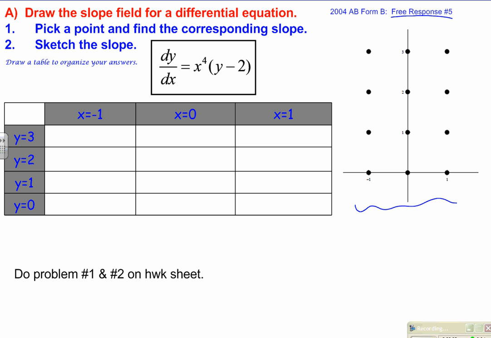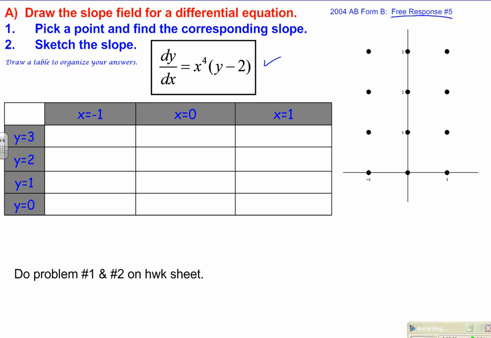So this is our differential function that we're given. dy/dx is equal to x to the fourth times (y minus 2). I think the best way to do this is to organize yourself in a table format. So I've produced that table that should be in your notes. I would go through that effort if I were doing the test myself.